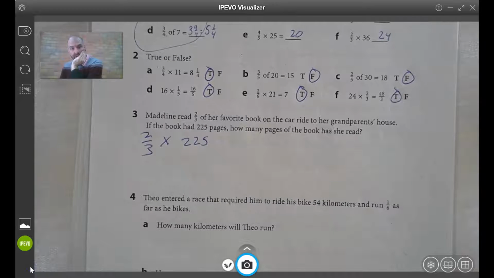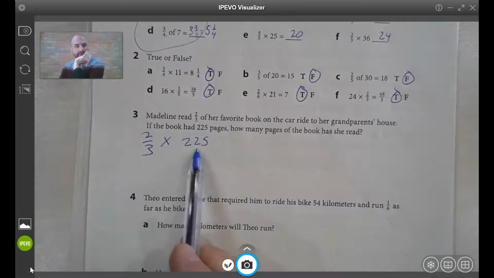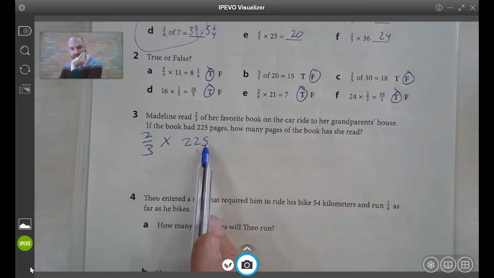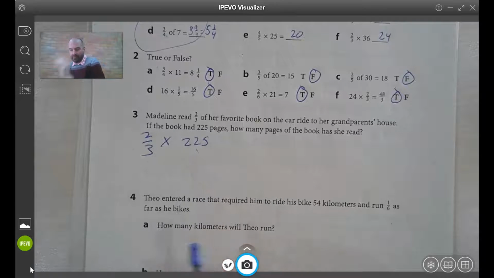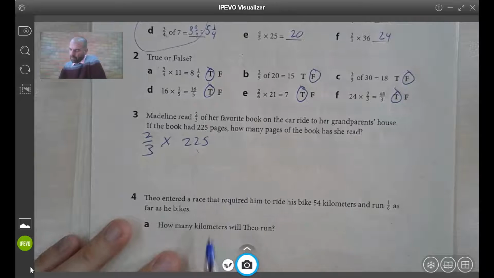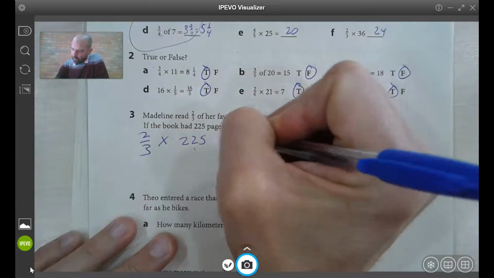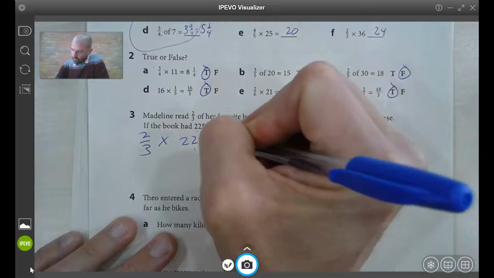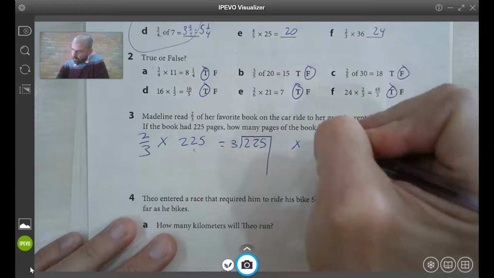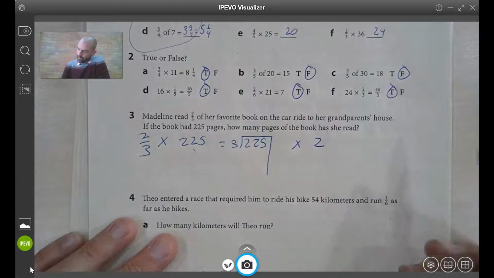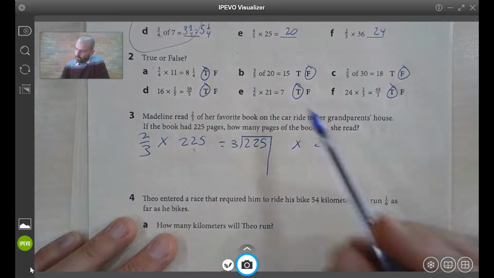Do you remember the trick to knowing if this is divisible by 3? We add the digits together. So 2 plus 2 is 4 plus 5 is 9. That means because this equals 9, this has to be divisible by 3. And think of this as 225 divided by 3, times 2. So what would that be?